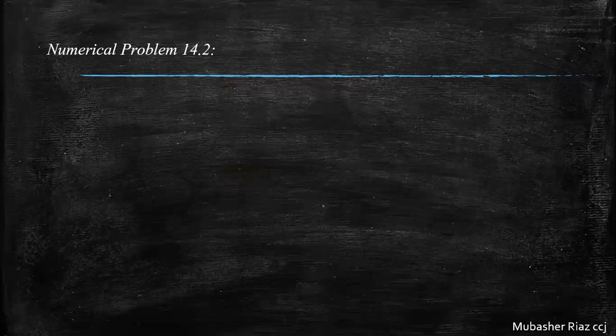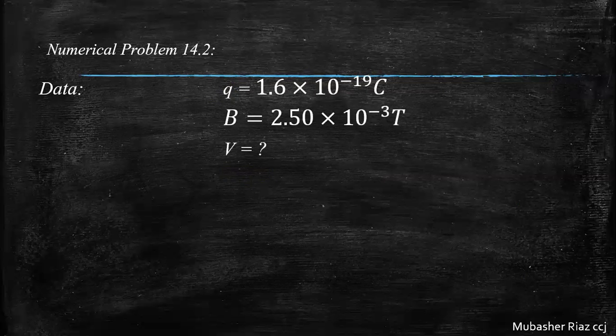Numerical number 2. How fast must a proton move in a magnetic field such that magnetic force is equal to its weight? There is a particle having charge 1.6 into 10 to the power minus 19 coulomb, and the strength of magnetic field is 2.50 into 10 to the power minus 3 Tesla. So how fast must the proton move through this given uniform magnetic field? हमें इसकी velocity find करनी है.